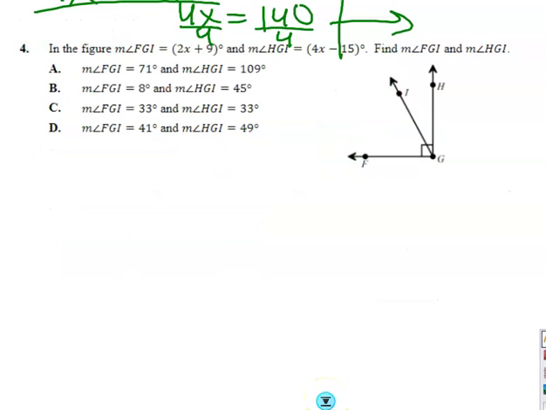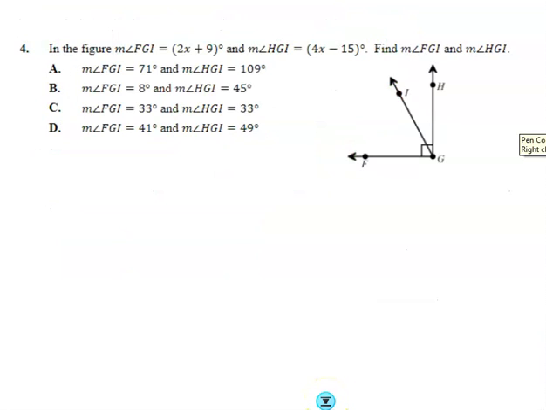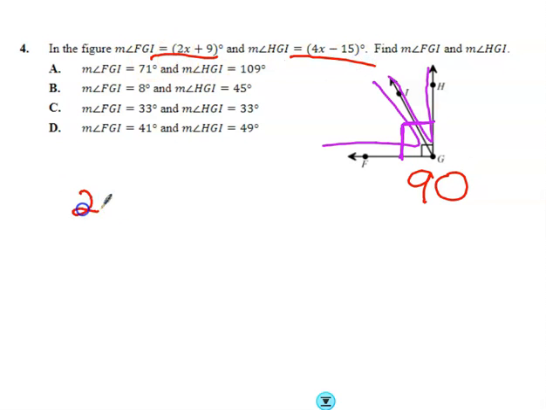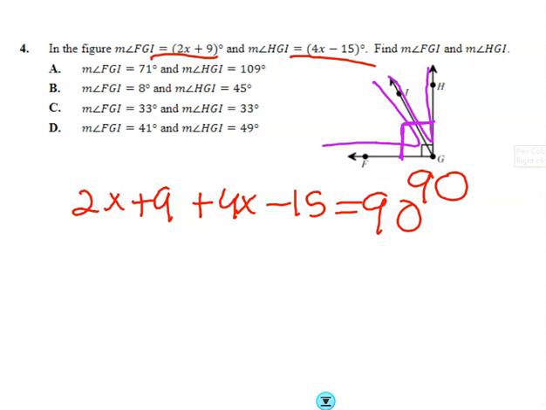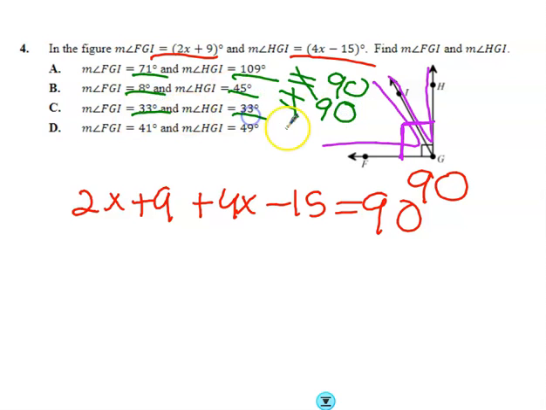All right, number 4. Now let's think about this problem. Okay, these two angles add up to this square, which is 90 degrees. So these two angles need to add up to 90 degrees. Well, instead of doing all of that work, let's look at our options. So 71 plus 109, I don't think that's 90. 8 and 48, that does not add up to 90. 33 and 33, that's 66, not 90. So your only option is the last one.